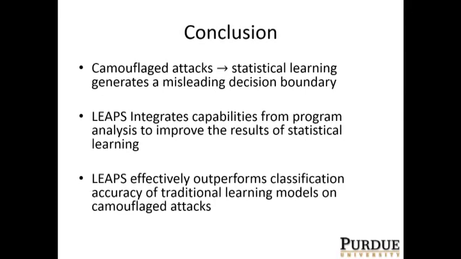So this is the conclusion for our paper. We target the camouflaged attacks that run the malicious payload under the cover of some benign applications. Such attacks can mislead statistical learning approaches to generate a wrong decision boundary. LEAPS integrates capabilities from program analysis to improve the results of statistical learning. From the evaluation, we see that LEAPS can effectively outperform the classification accuracy of traditional learning models on camouflaged attacks.